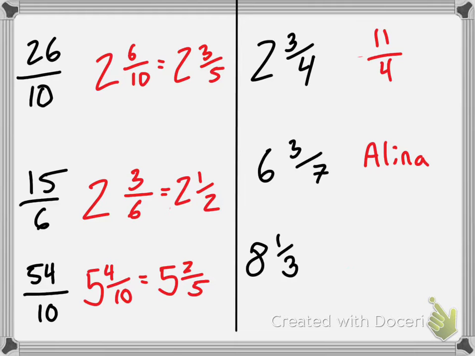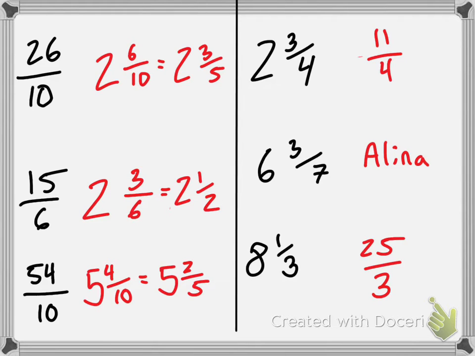Miles. He wrote it in the chat. Are you able to use your mic or no? I don't know if his mic works. But he wrote it in the chat. And he got 25/3, which is correct. 8 times 3 is 24, plus 1 is 25.